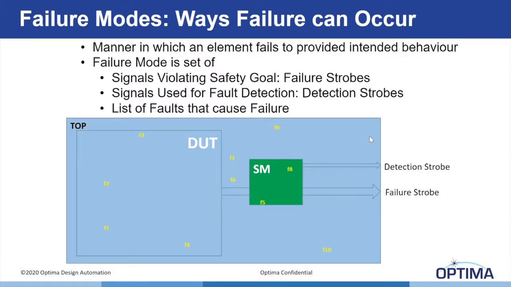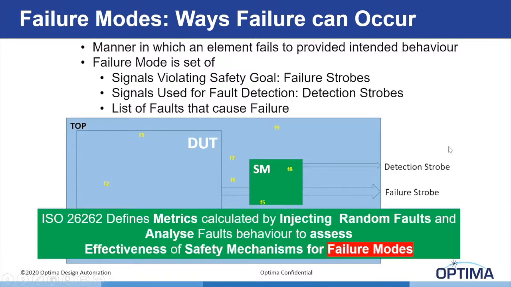So the faults can be all around the place in the design. These are the three different things that define a failure mode. ISO 26262 defines metrics calculated by injecting random faults and analyzing these faults' behavior to assess how effective your safety mechanism is for each and every failure mode.